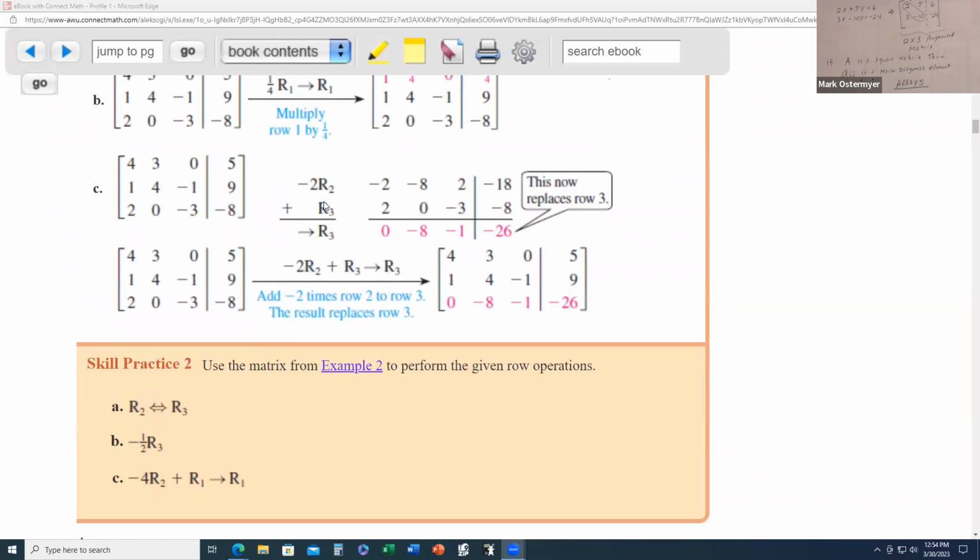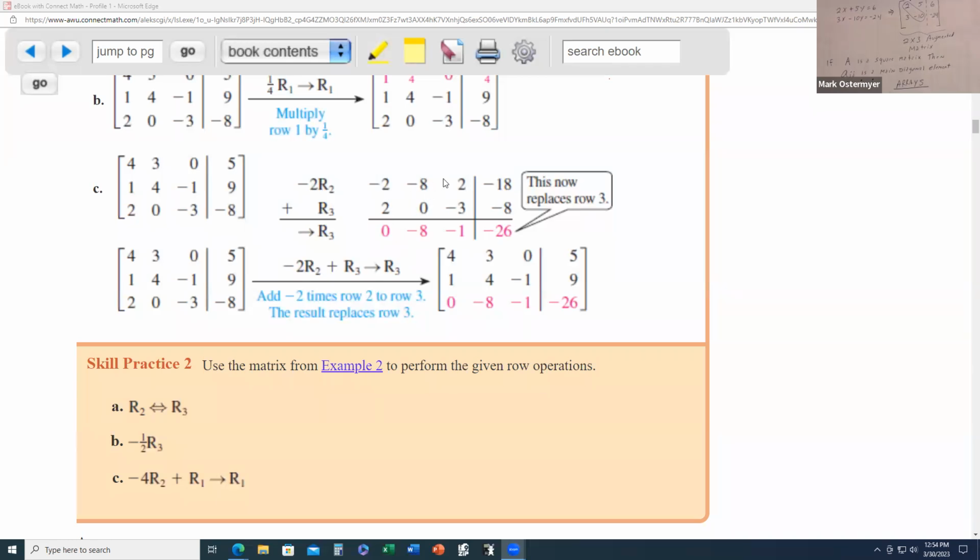So what is this saying again? It's saying we're going to multiply all the entries in row 2 of the original matrix by -2. So -2 times 1 gives us -2. -2 times 4 gives us -8. -2 times -1 gives us 2. -2 times 9 gives us -18. Then we're going to add the corresponding entries of row 3.